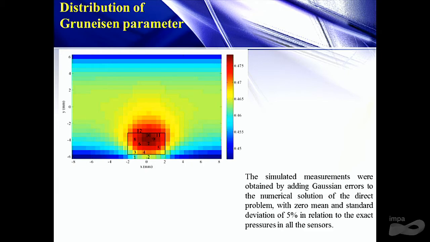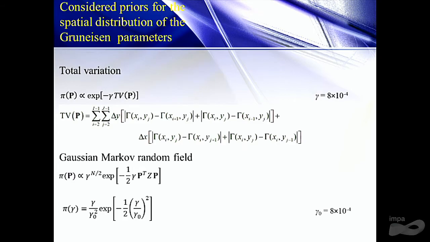Indeed, some volumes we mark with numbers to specify their Markov chain states. For estimation of the Grunessen parameter in the 2-dimensional case, which is temperature dependent, we used 2 types of prior information. We used total variation and Gaussian Markov Random Field.